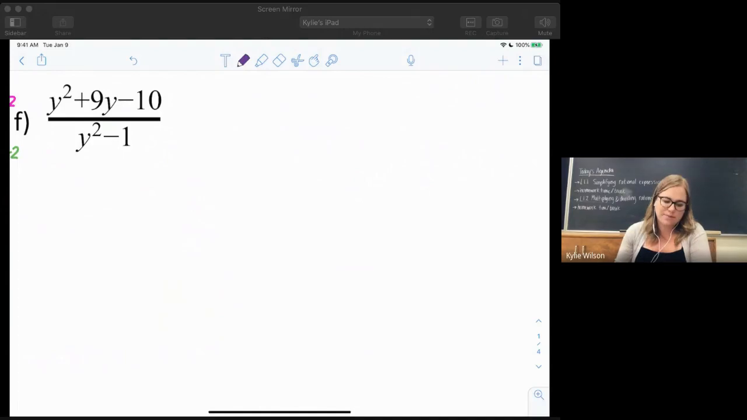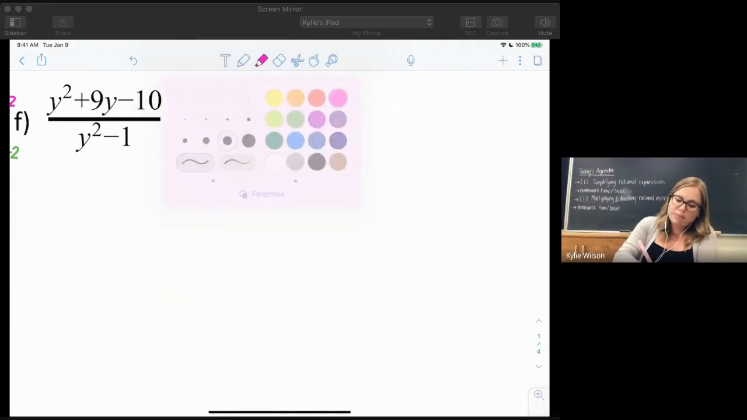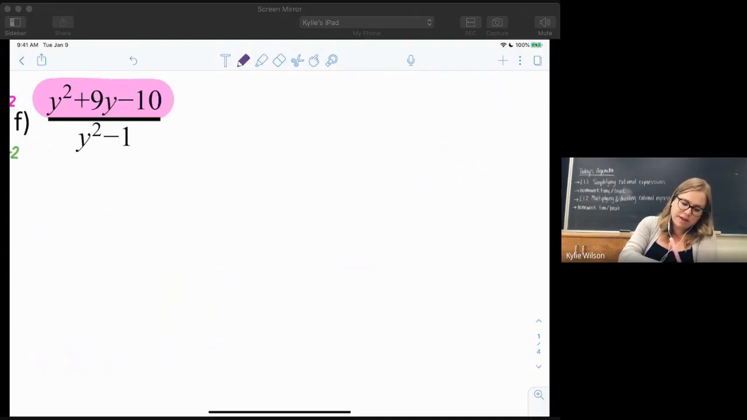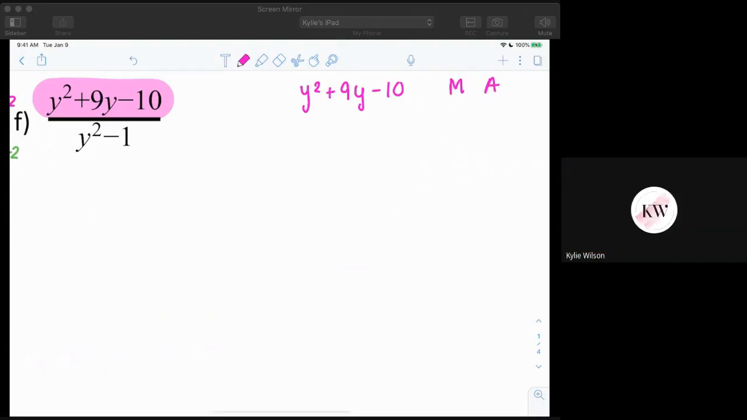So let's start by factoring. I'm going to factor my numerator, y squared plus 9y minus 10. My a value is 1, so it's a nice and easy one to factor. Two numbers that multiply to negative 10 and add to 9 are 10 and negative 1. So it factors to y plus 10, y minus 1.